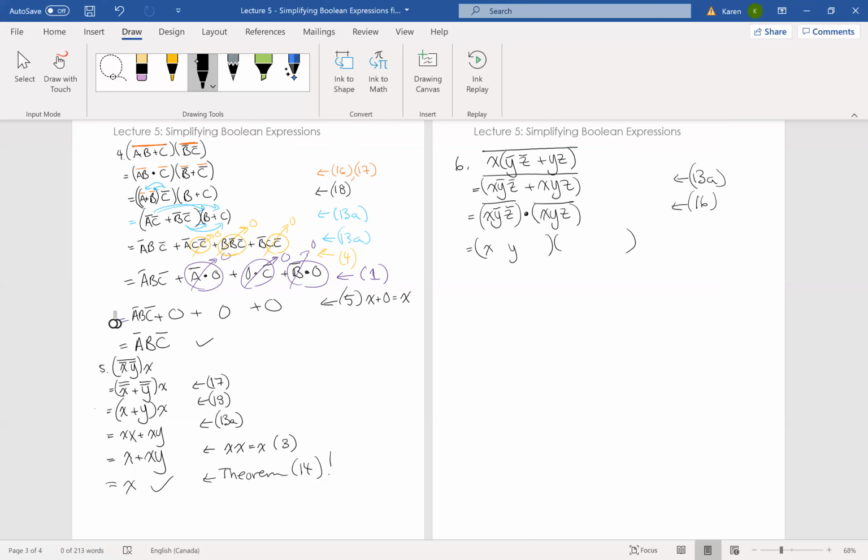I need to change the sign. And then I can break up the inversion bar. Again, I need to change the sign. I can break up the inversion bar. Now I recognize, so sorry, that was 17, De Morgan's 17. Now I recognize theorem 18, which deals with those double inversions.